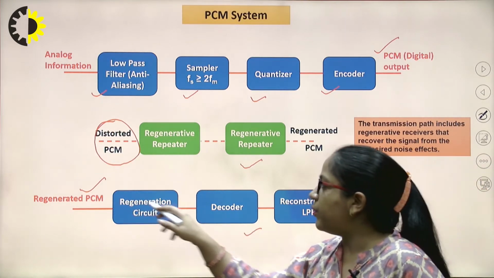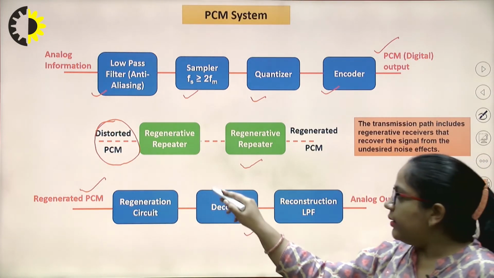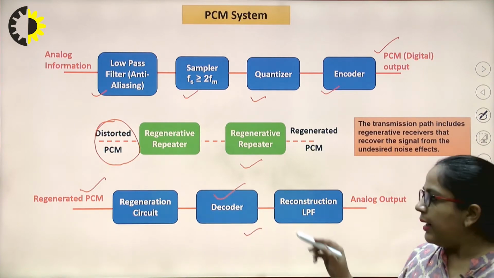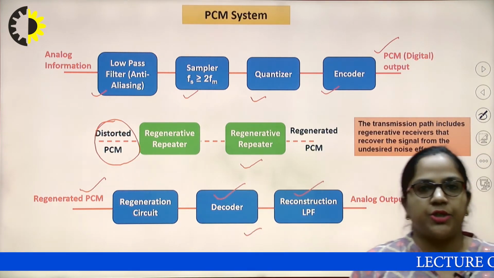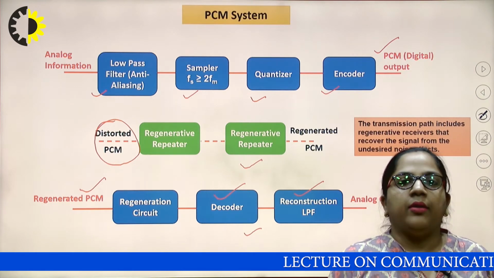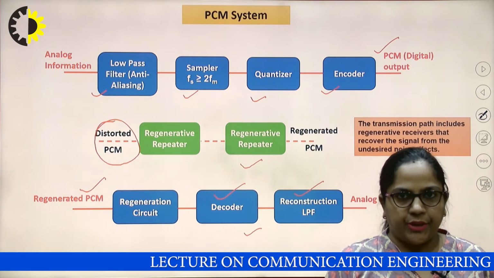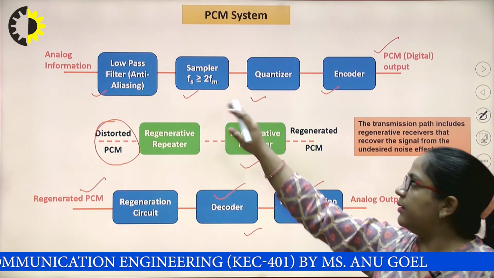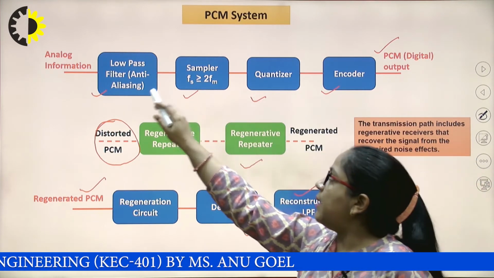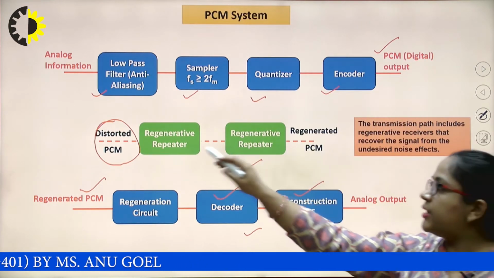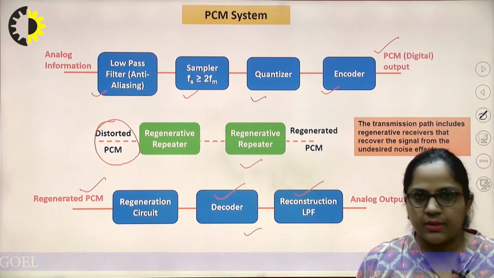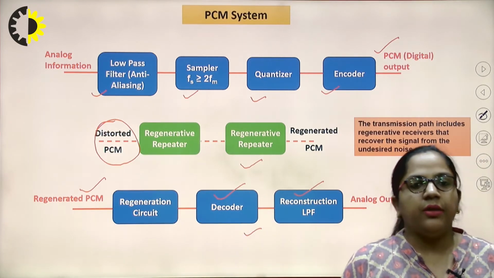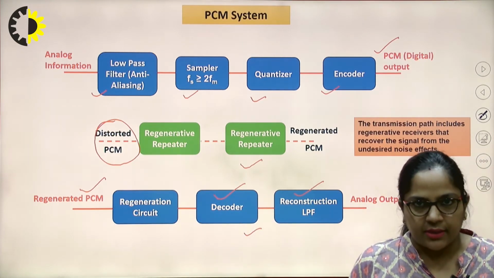It will be passed through a regeneration circuit, and then through a decoder where the digital information will be decoded, and at last it will be passed through a reconstruction low pass filter that will again provide us the original information. So this is the entire PCM process or the PCM system. The transmitter will include sampling, quantization and encoding. The transmission path includes regenerative repeaters, and the receiver will include the regeneration circuit, decoder and the reconstruction with the help of low pass filter. Okay.